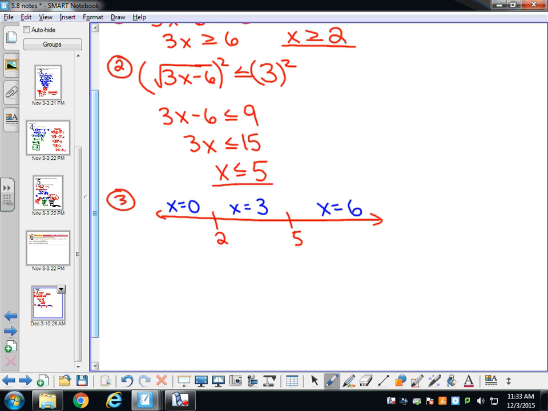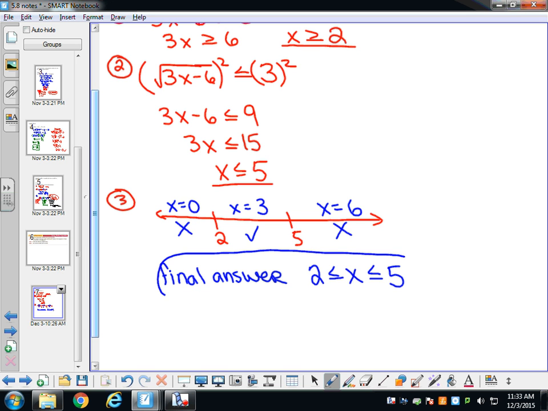After testing these intervals, we know that x equals 0 does not work, and when x equals 6 does not work. The only one that works is when x equals 3. So therefore, my final answer has to be 2 is less than or equal to x, which is less than or equal to 5.